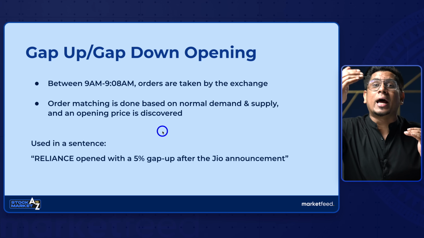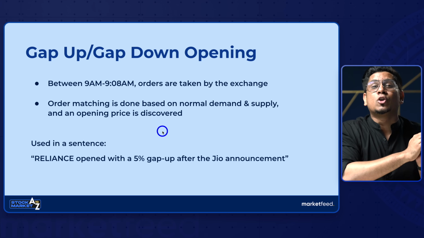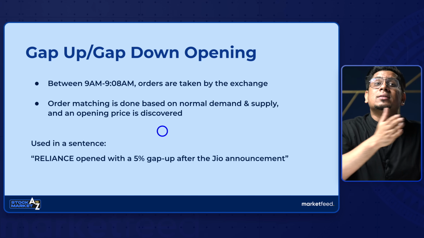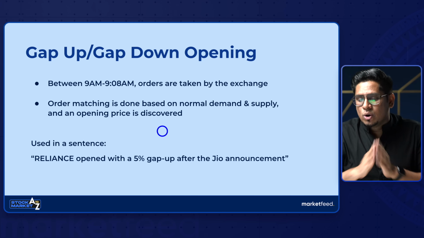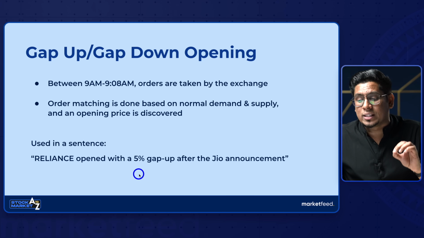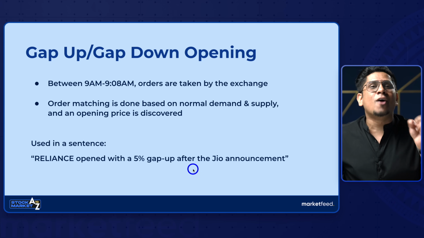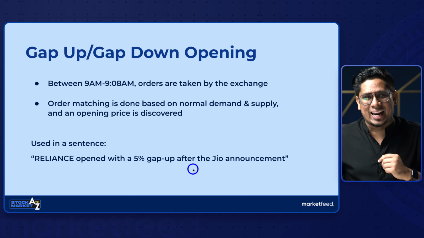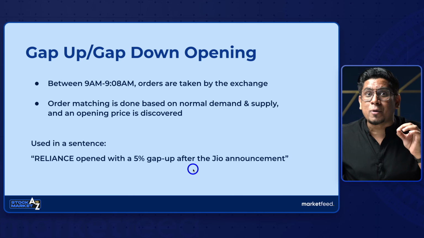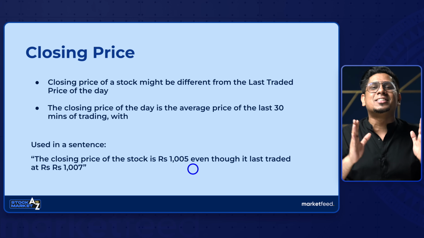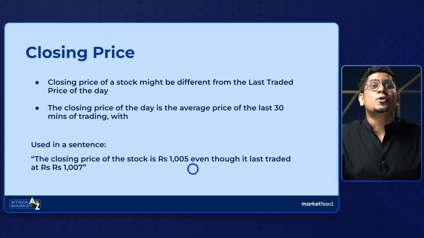And this opening price can be different from the previous day's closing price, or it can even be the same as that of the previous day's closing price. Used in a sentence: Reliance opened with a 5% gap up after the Jio announcement. Why not, right? Now, we discussed closing price here, and that can be the last term that we learned today. What is the closing price?